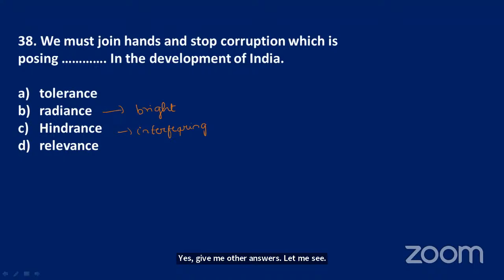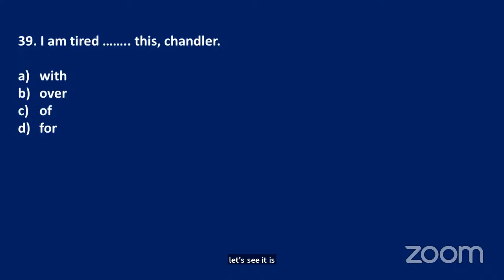Many says it is option C. All right, let's see. It is option C, which is posing a hindrance. Good, excellent. See the next question.